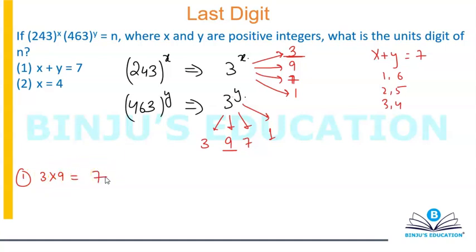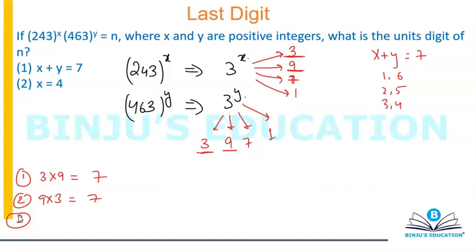Second case, it's 2 and 5. So 2 means 3 squared, that's going to end up in 9. 5 means you're going to complete an entire cycle, then you're stuck at the first position for the second cycle. So again 9 and 3. So 9 and 3 is again going to give me 27, that's 7.